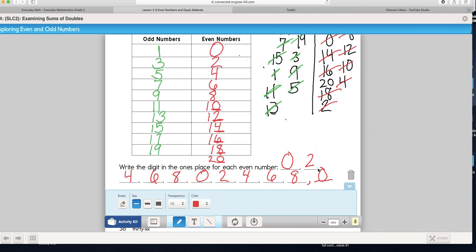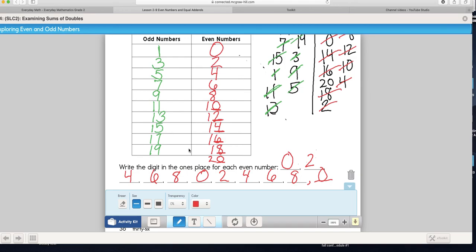What do you think would come after that if we were still going? 2. And then another 4. And then another 6. And then another 8. And then another 0. And then it would start over again. A 2. And then a 4. And then a 6. And then an 8. And a 0. Because even numbers, no matter what, will always have a 0, a 2, a 4, a 6, or an 8 in the ones place. Always, always, always. It won't matter at all what other numbers come after it.